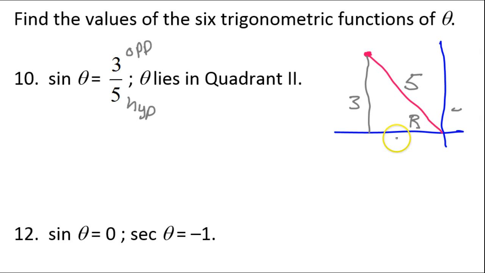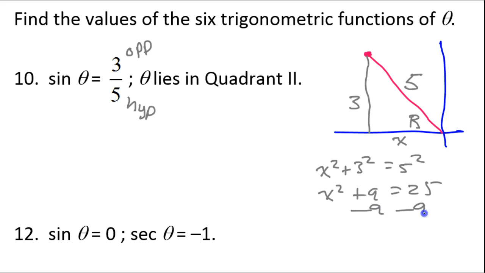I'm going to call this x. So x squared plus 3 squared is going to equal 5 squared. So that's x squared plus 9 is equal to 25. Subtract the 9. X squared is equal to 16. Take the square root. X is equal to 4.